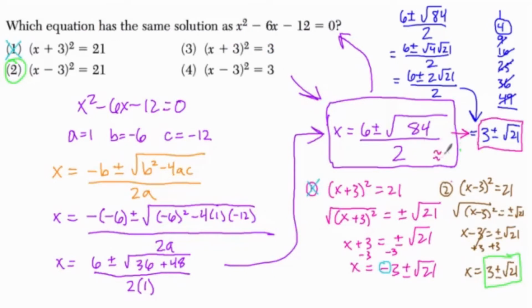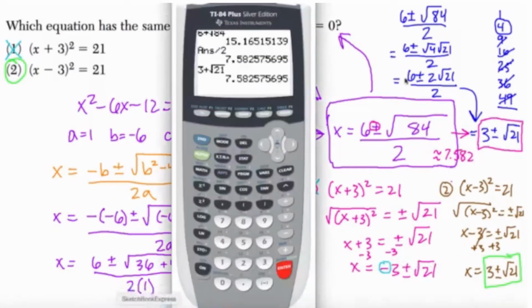We know that this is approximately 7.582. The positive solution is when we do the plus, we get 7.582. So if you just make a quick note of that, write that decimal down somewhere. When you get to each answer choice, just type in the positive root and just see which one gives you 7.582.